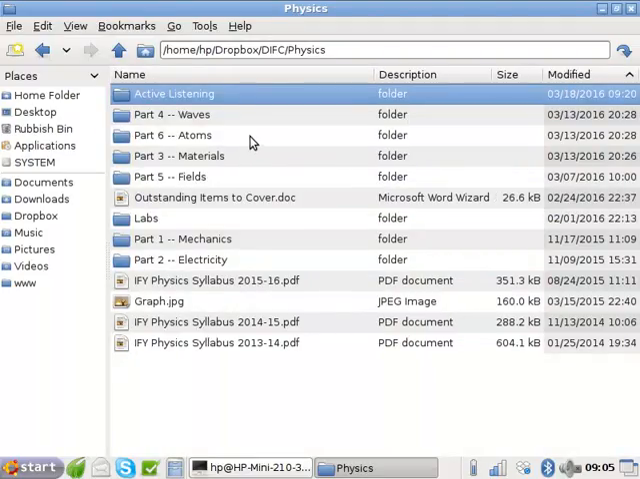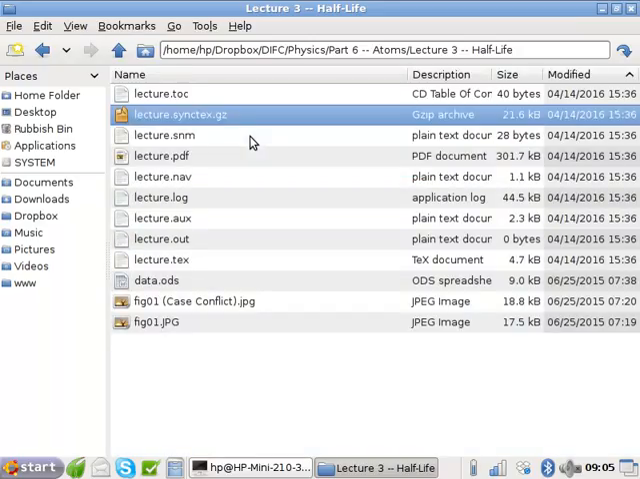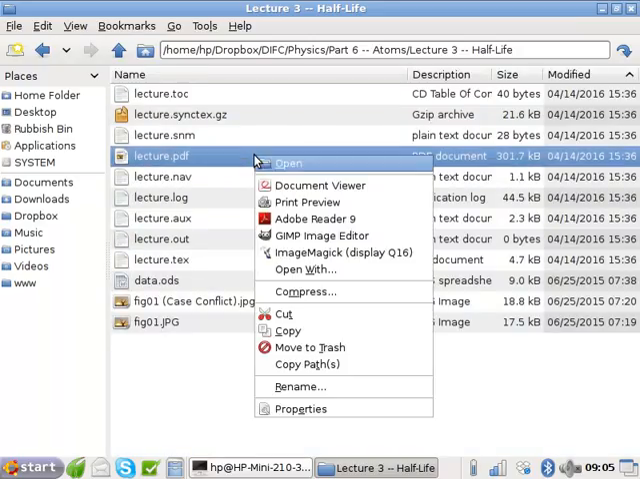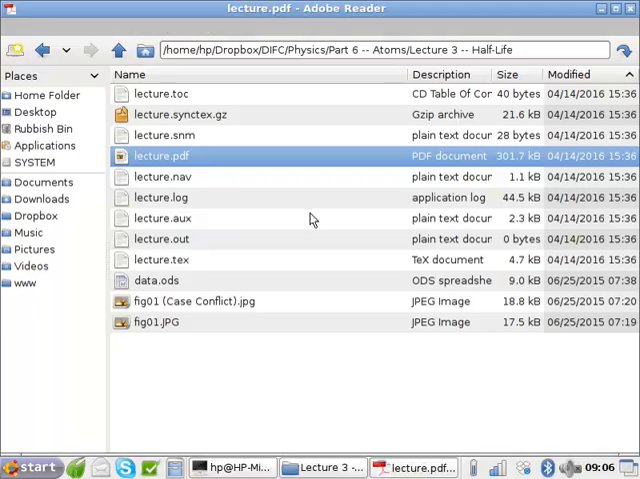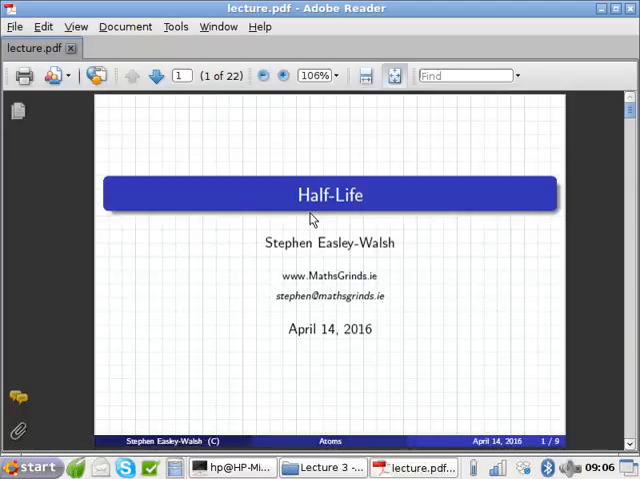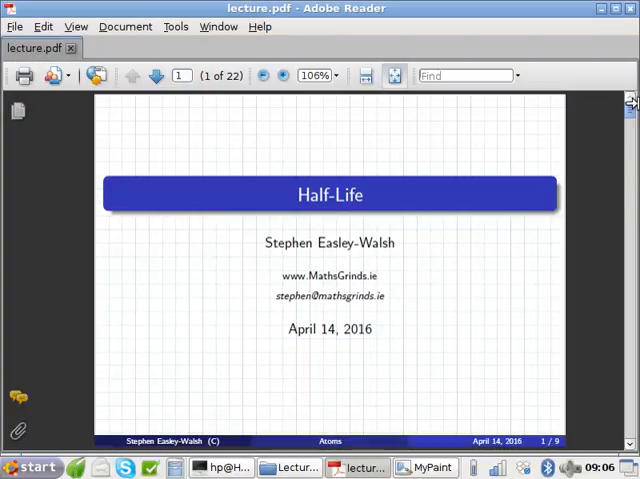Homework. Half-life, was it? Great. Let's have a look. Didn't do the homework, so he did the homework and he wasn't even here. Home's much nicer. Much nicer to stay. Okay, let's have a look.